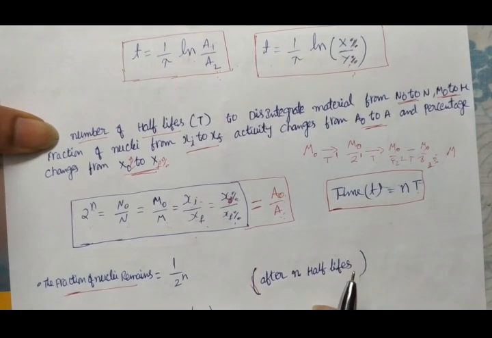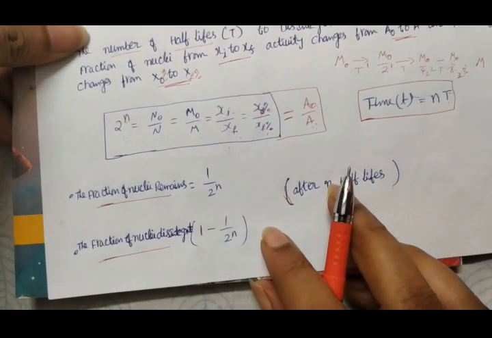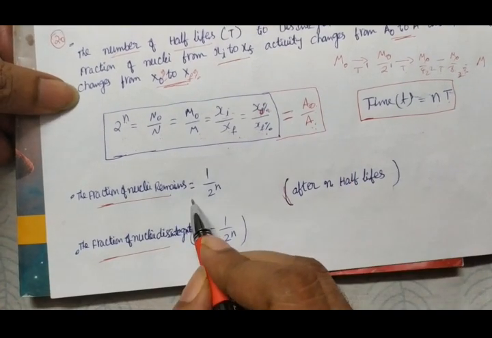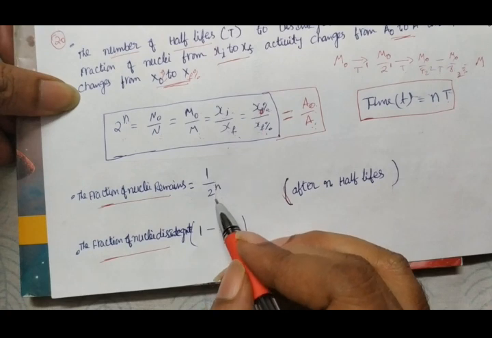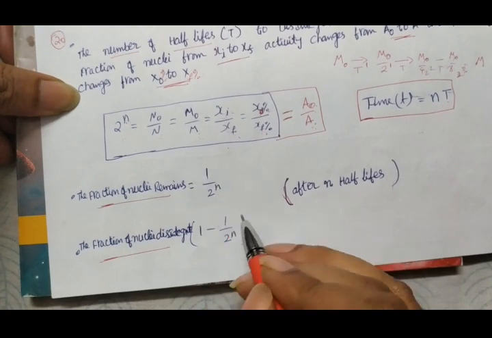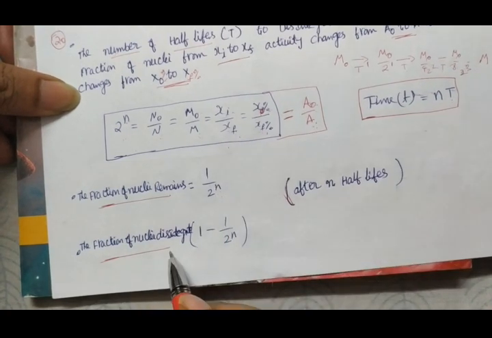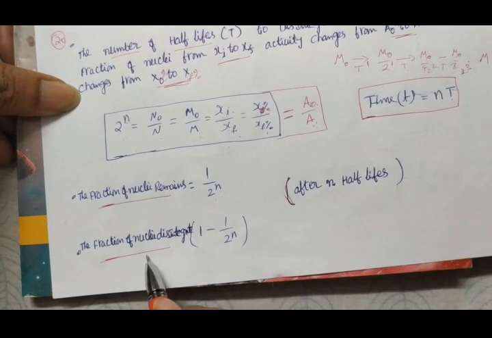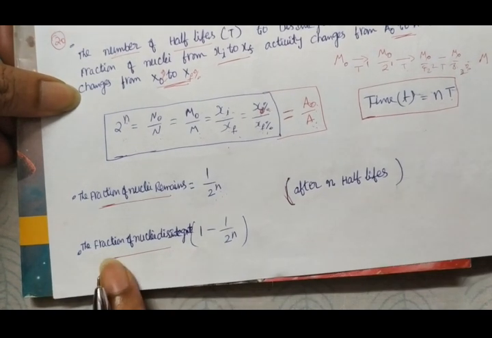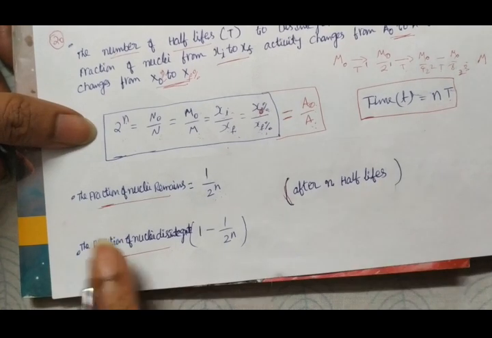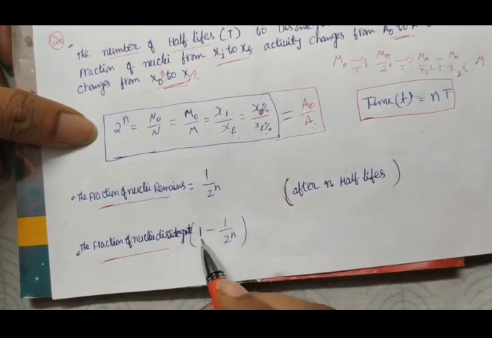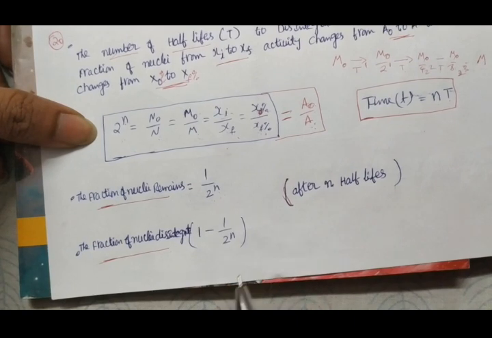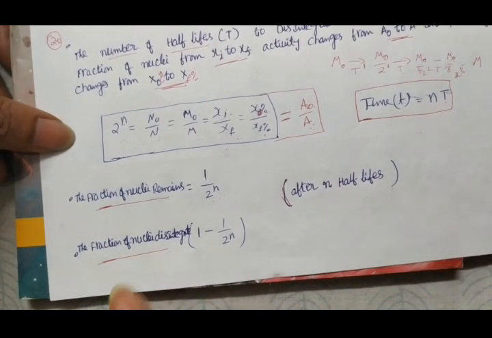we can write. So here from that we can write the fraction of nuclei that remains after n half-lives. After n half-lives, how much fraction of nuclei remains? 1 by 2 power n. The fraction of nuclei disintegrated or decayed, how many nuclei are converted from parent to daughter nucleus? That is 1 minus the fraction remaining, 1 minus 1 by 2 power n. Like this we can write.